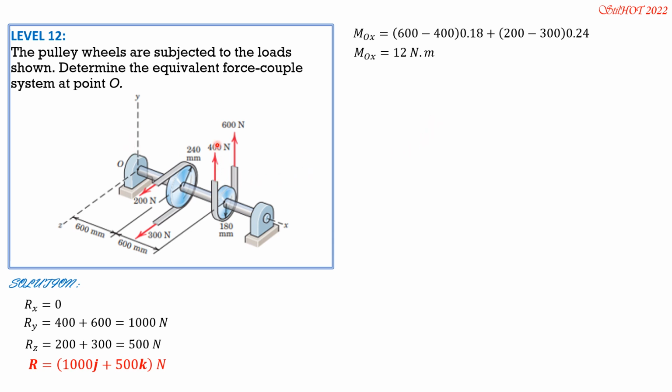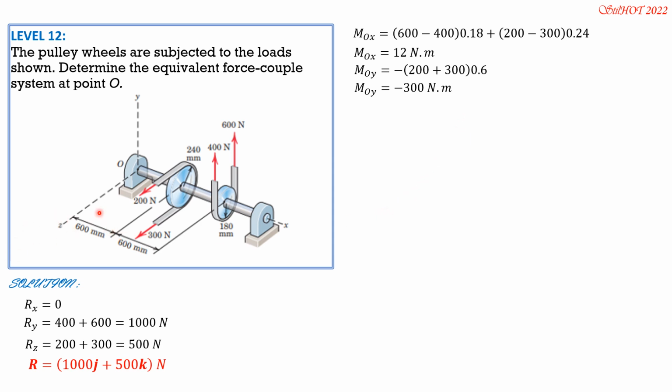For MOY, the 400 and 600 are parallel to y, so they produce no moment. If this is your right thumb, then the curling of your four fingers would be in that sense, which is opposite to the moment of 200 and 300. So MOY is negative quantity 200 plus 300 times 0.6 meter. So MOY is negative 300 Newton meter.